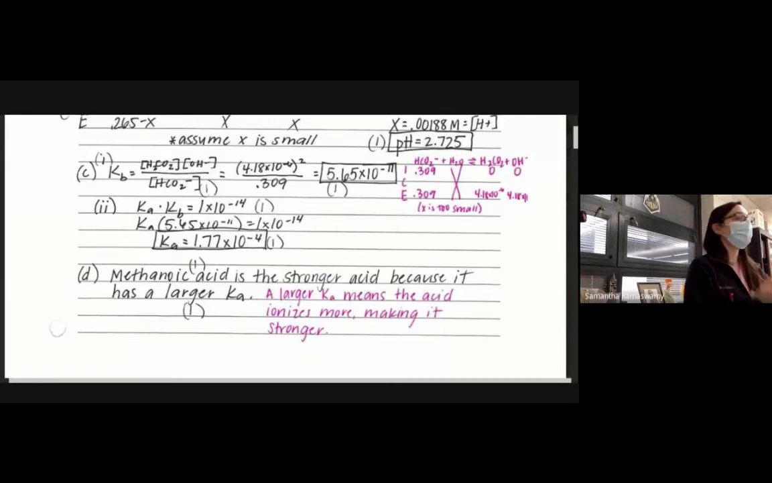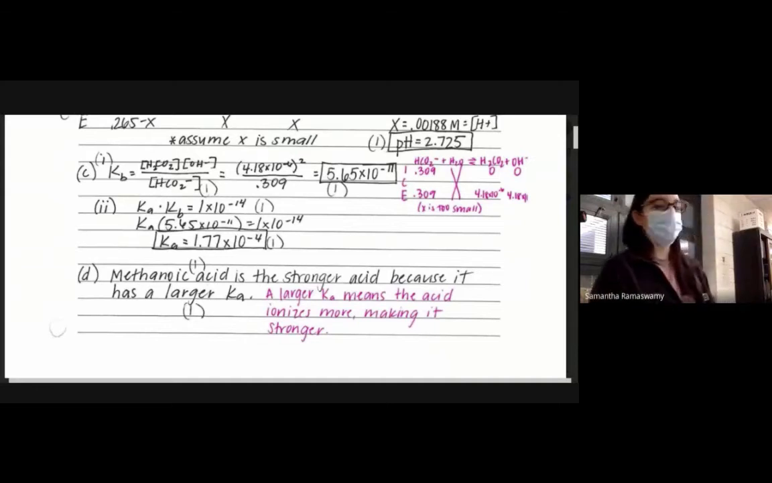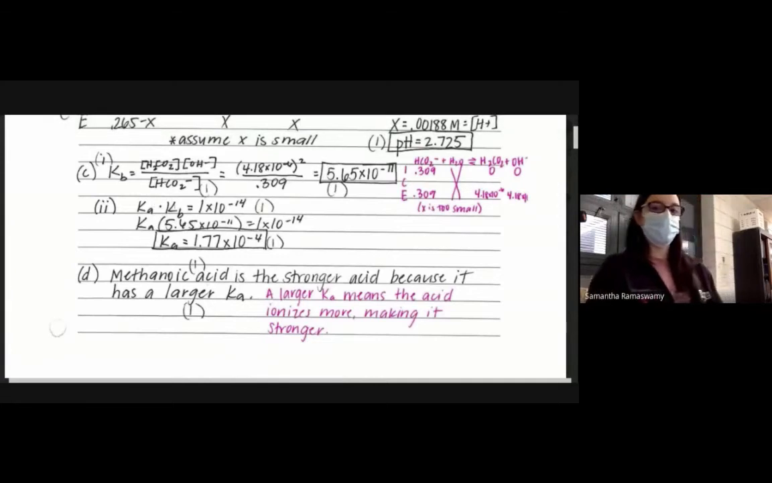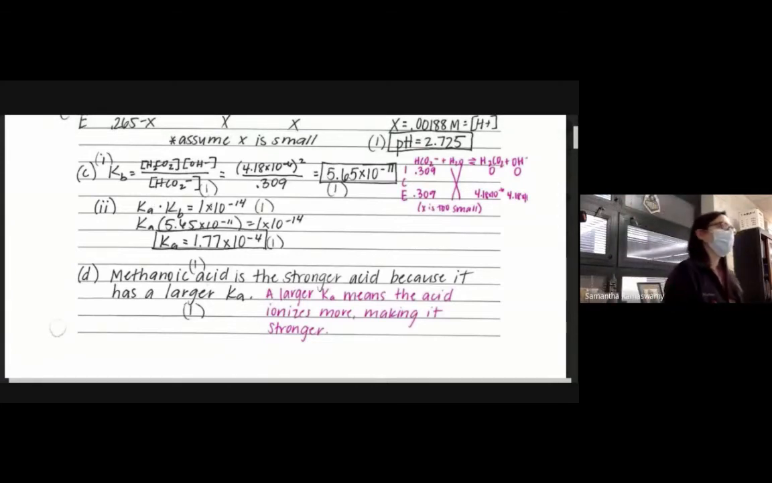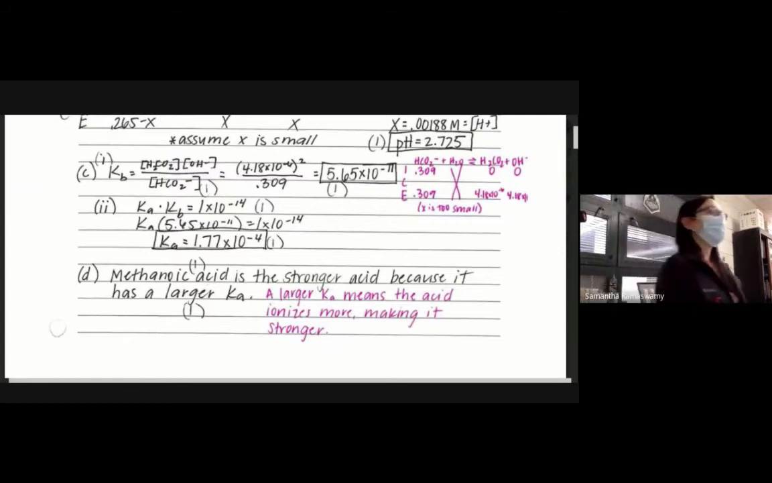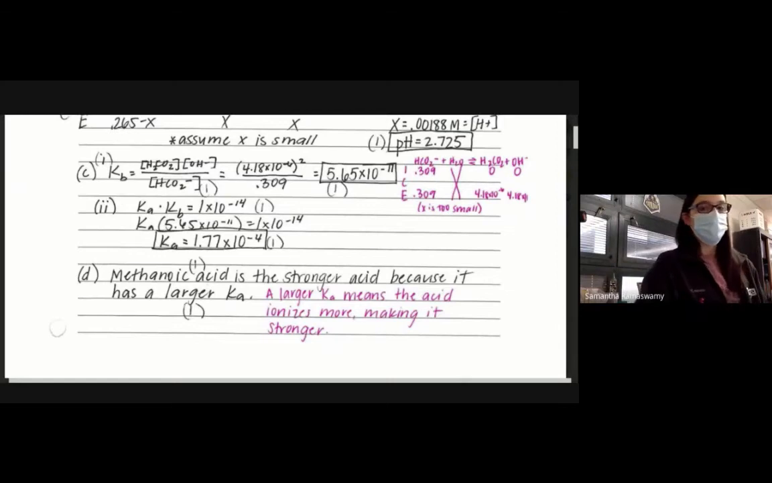And part 2 says calculate the Ka of methanoic acid. Well, methanoic acid is the conjugate acid of methanoate. They differ by 1 H+. Remember that for any conjugate acid-base pair, Ka times Kb equals Kw. That's on your equation sheet. For any conjugate acid-base pair, Ka times Kb equals Kw. You assume you're at 25 degrees Celsius unless it says otherwise, and you get Ka equal to 1.77 times 10 to the negative 4th.